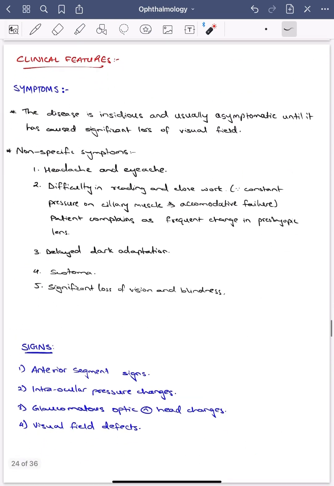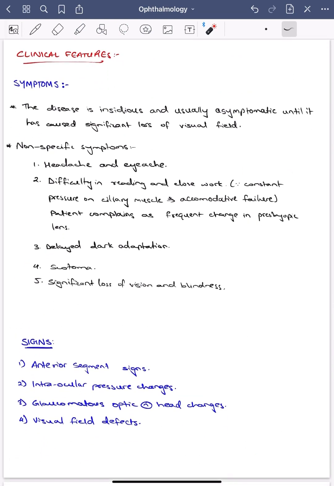Now, moving on to the clinical features. Now, the symptoms: the disease is insidious in onset and usually asymptomatic until it has caused significant loss of visual field. Okay, so the patient usually comes to the OPD only after there has occurred significant loss of visual field. Now there can be certain non-specific symptoms. These are headache and eye ache, difficulty in reading and close work, and this is due to constant pressure on the ciliary muscle, which results in accommodative failure. And the patient complains of this as frequent change in presbyopic lens. So this symptom here should be noted. The third is delayed dark adaptation.